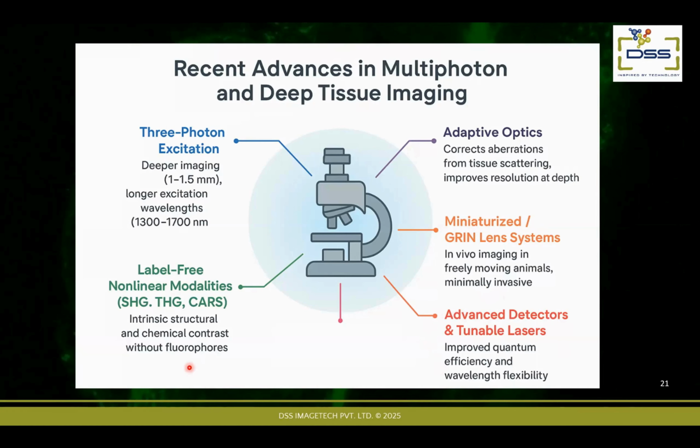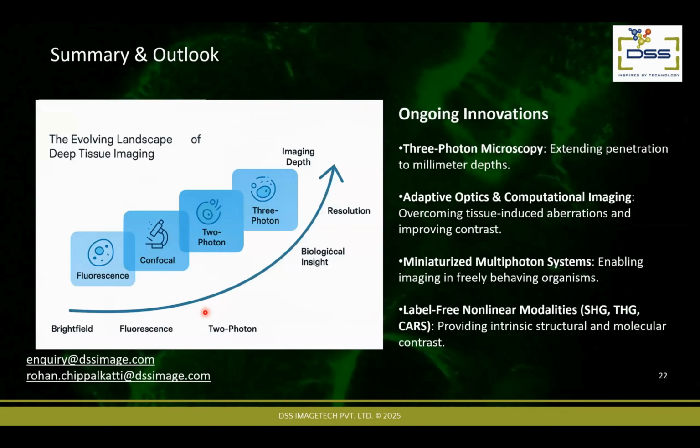And then, of course, we have label-free non-linear modalities like second harmonic generation, and techniques such as CARS, for example. This technique gives chemically specific imaging of molecules such as lipids, complementing fluorescence-based imaging. So together, all these advances are expanding the frontiers of optical microscopy, allowing us to image deeper with more detail and with less disturbance to the living system.